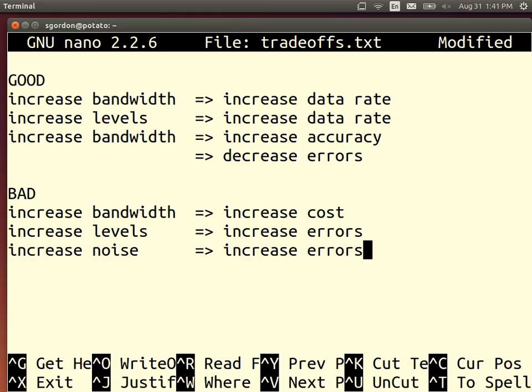So we'd like to have fewer errors. So that's a disadvantage, increasing noise. What else? What leads to more noise? Well, there are different sources of noise.